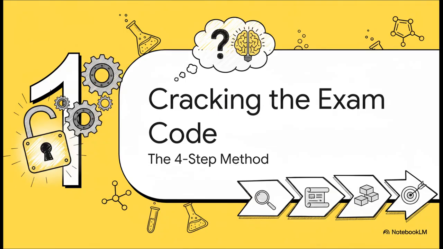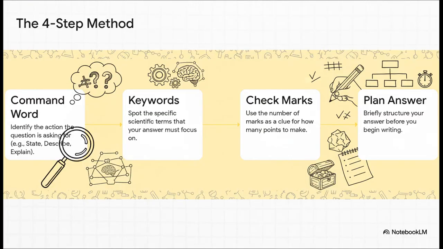The core of everything we're doing today comes down to this four-step method. It's a really simple framework, but its whole purpose is to make you pause, figure out what the examiner is actually asking for, and then build your answer in a smart, strategic way. This isn't about stuffing your head with more chemistry, it's about using the chemistry you already know, but way more effectively. Okay, so here they are, the four steps to success.